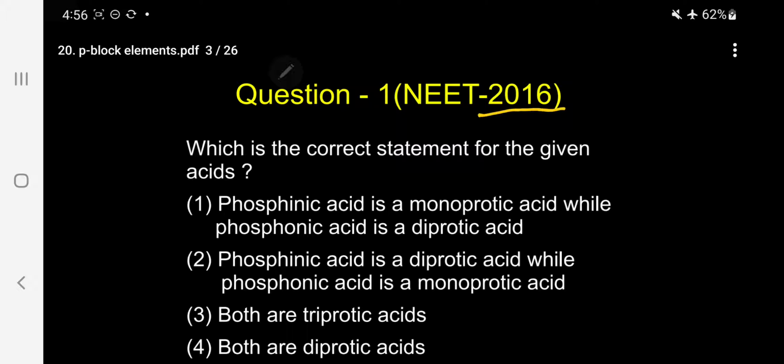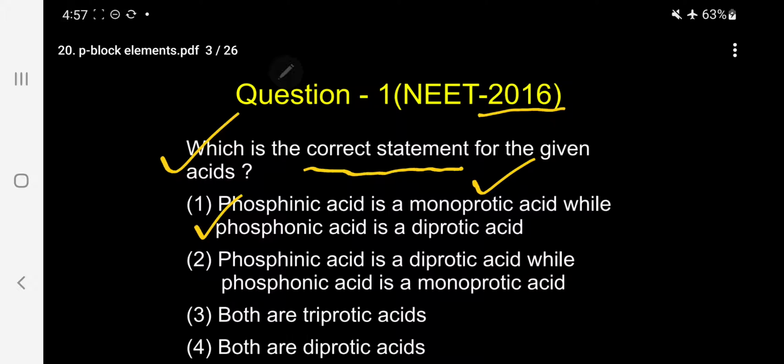Kindly follow. Which is the correct statement for the given acids? 1. Phosphonic acid is a monoprotic acid, while phosphonic acid is a diprotic acid. 2. Phosphonic acid is a diprotic acid, while phosphonic acid is a monoprotic acid. 3. Both are triprotic acids. 4. Both are diprotic acids.